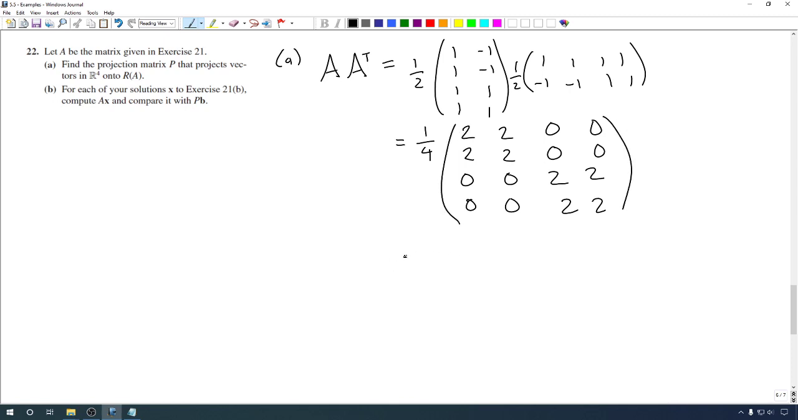And I'm going to have to use up the rest of the page. This matrix gets a little bit big. So what do we have now?